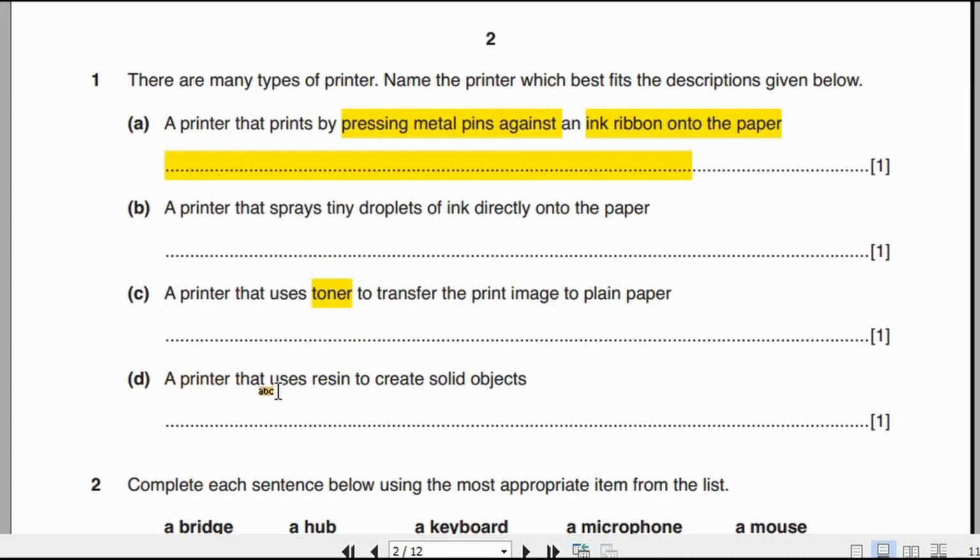A printer that uses resin to create a solid object. Resin is a plastic thread that we use to create the 3D object. So this is a 3D printer.